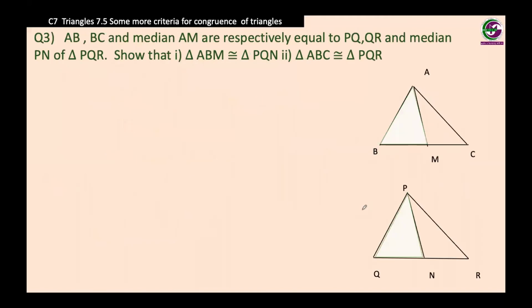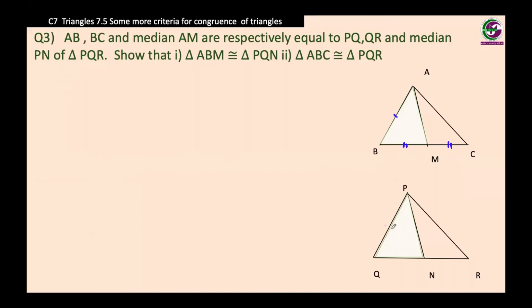Super easy, right? Moving on to the next question. AB, BC, and the median AM. What's the meaning of median? Median means a line is cut into two equal parts. These two are equal. The first triangle ABC is correspondingly equal to the triangle PQR.